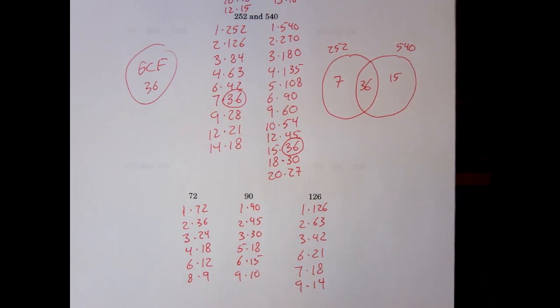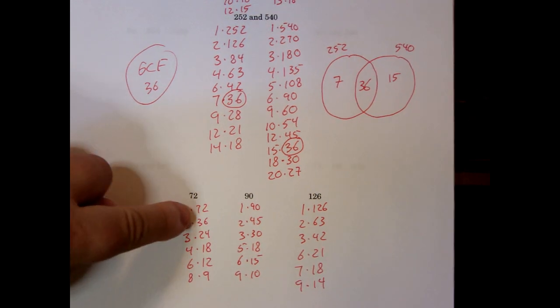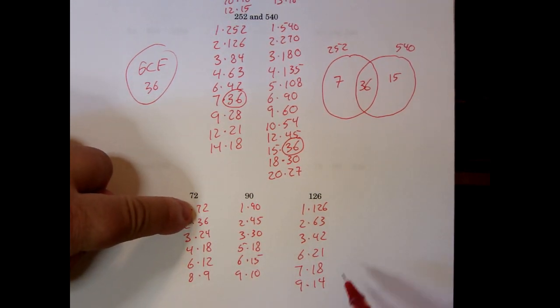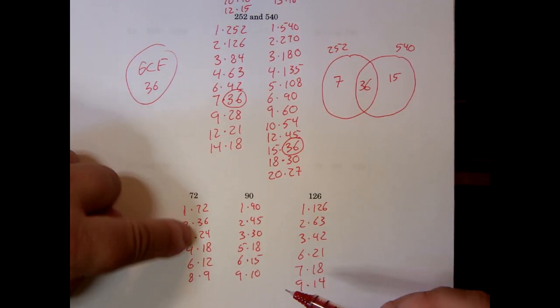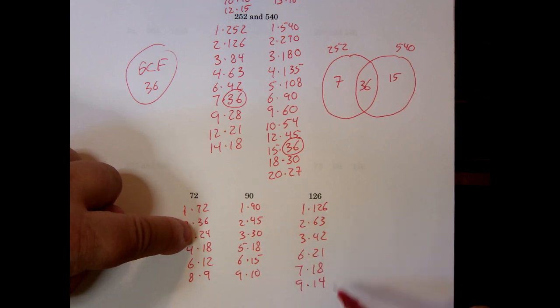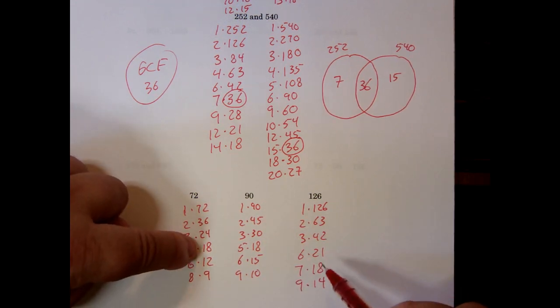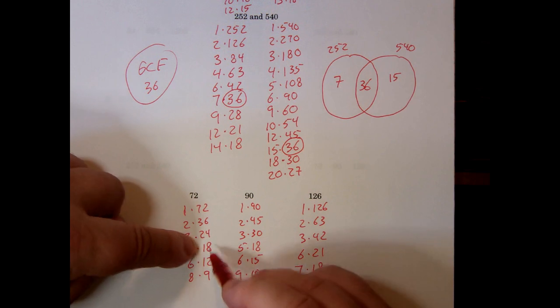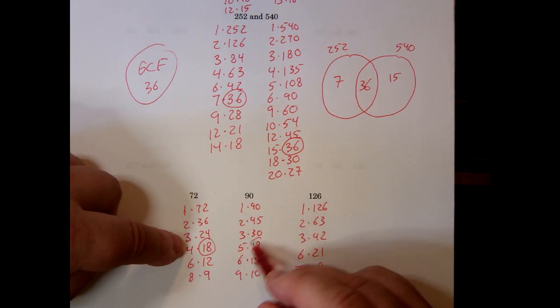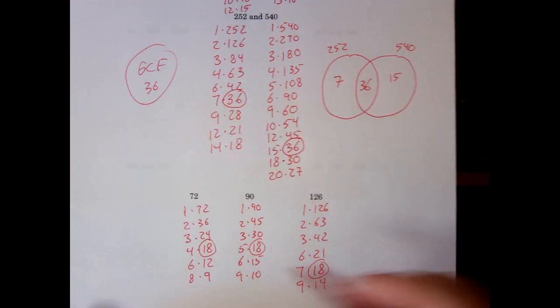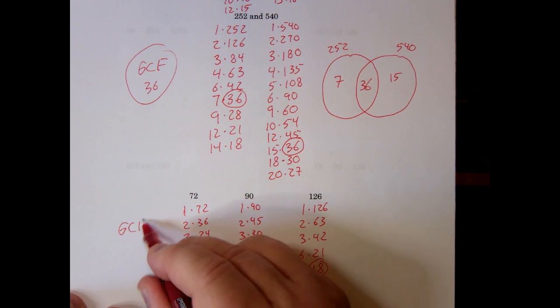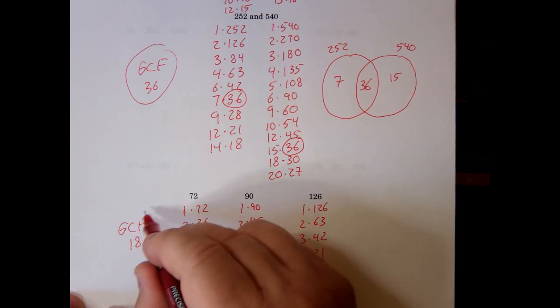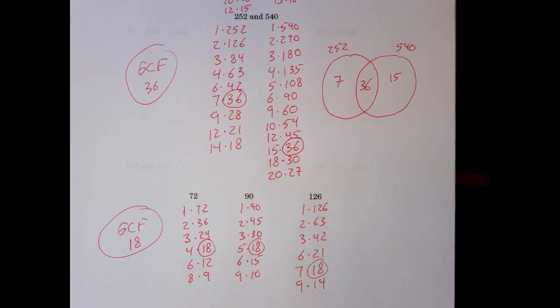And now, again, I'd start with my smallest. Do they all have a 72? No. 36? No. Do they all have 24? No. 18, 18, 18. So the greatest common factor is 18. The largest number they all have.